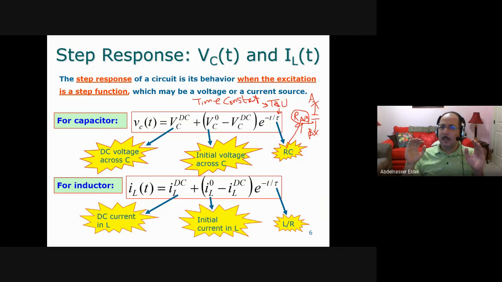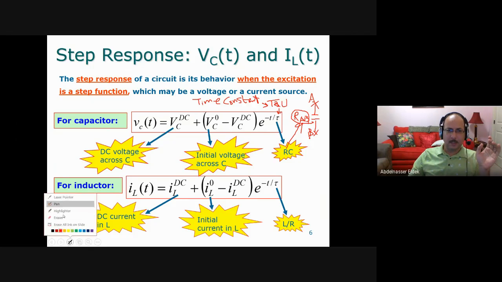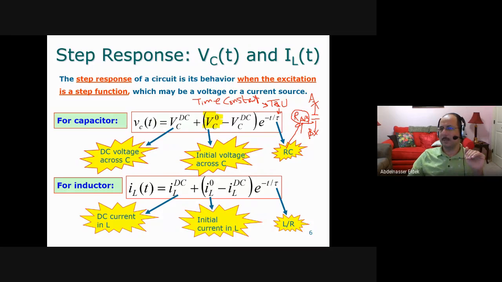So here you have how many parameters? Number one, you have the initial voltage. This is the one that you don't have to calculate. Let me highlight it. You don't have to calculate this one, the initial voltage. So you always start with this one. Why? Because you don't have to make any effort here. It should be given. Second, you need to calculate the DC voltage. Like in chapter 6, you treat the capacitor as an open circuit, and then solve the circuit that you have. This is the DC voltage. And then next, you need to calculate tau.